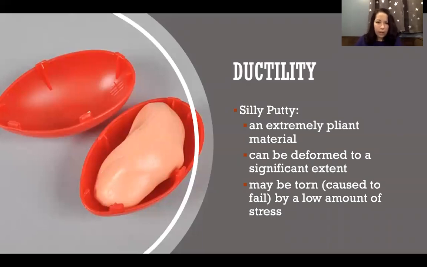It's very, very pliant, meaning that we can deform it to a significant extent. You know, if you've ever played with silly putty, you can stretch it and put it in all different shapes, and it can be deformed to a great extent. But it only takes a little tiny bit of stress, a little tiny bit of force applied to the silly putty to be able to tear it. So it can't withstand much stress at all without causing the material to fail, but it can withstand an enormous amount of strain. Okay, so that means this is a very compliant material, but it's not a very stiff material.